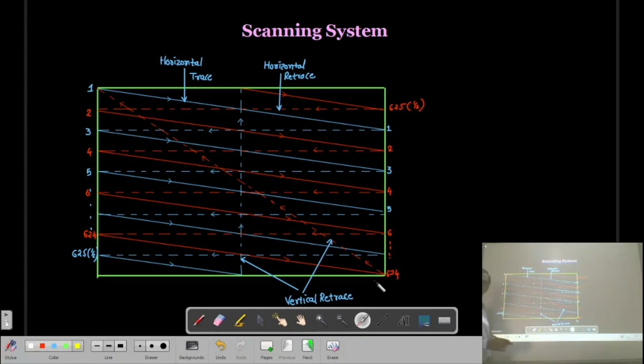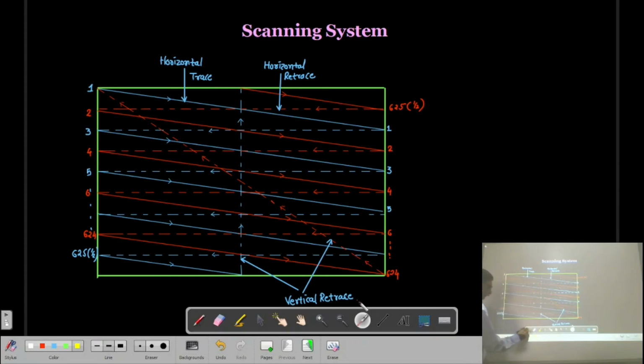That is the bottom corner. And from the bottom corner, again it goes to the top corner. This time the electron beam is blanked out, and therefore it is known as a vertical retrace. So in this way, in interlaced scanning, we have two vertical retraces. One is after the odd field and another is after completing the frame. Correct?